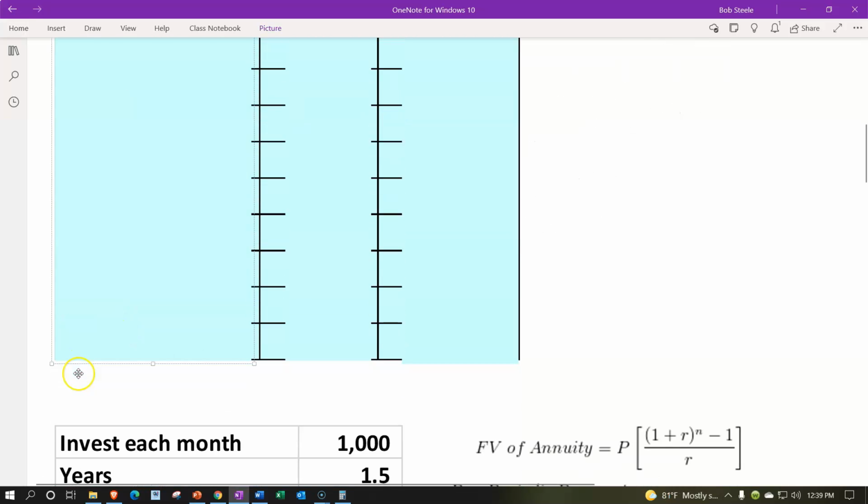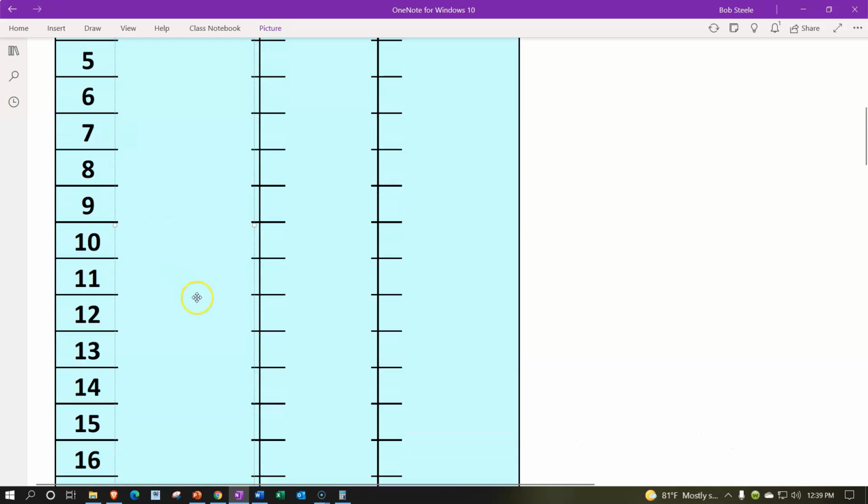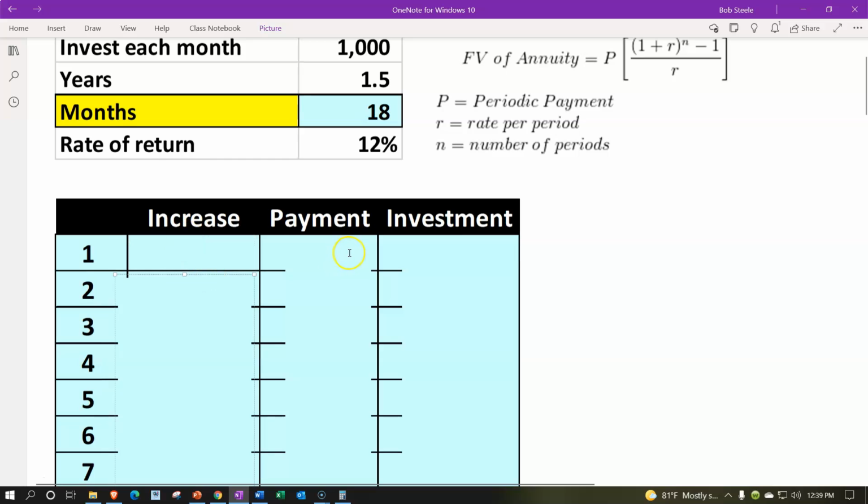We're going to say we've got our periods, which are going to go down to the 18 periods. And then we're going to have our increases. We're going to have our payments. The payment is going to start off at the 1,000. Remember that as we do these annuity calculations, the payment starts at period one because we're assuming the payment happens at the end of the period instead of at the beginning.